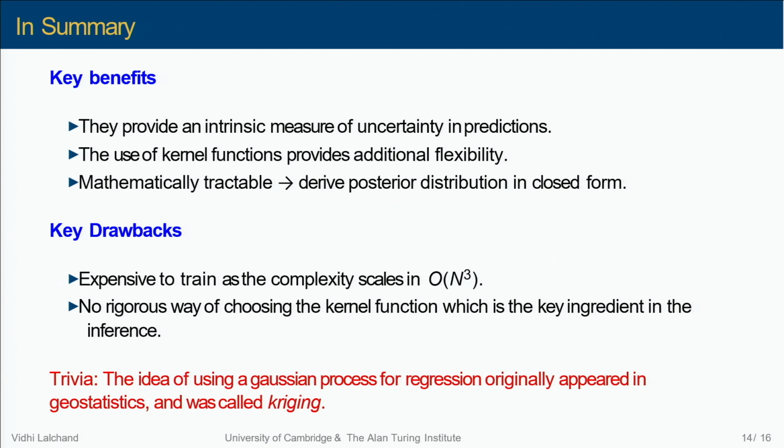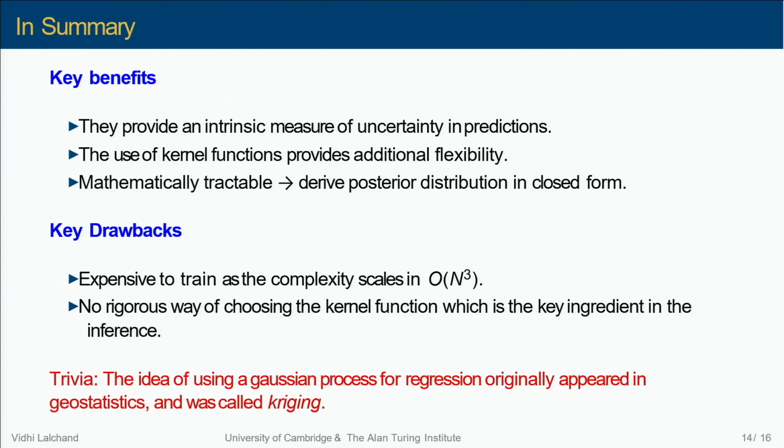So mathematical tractability is the other key benefit of using a Gaussian process model. You don't need to resort to any type of sophisticated approximation. You derive your posterior distribution straight away. The drawback is that it's quite expensive to train, so one needs to think about what types of applications a Gaussian process model could actually be useful in. And there's no rigorous way of choosing the kernel function. So my research really lies in that area.